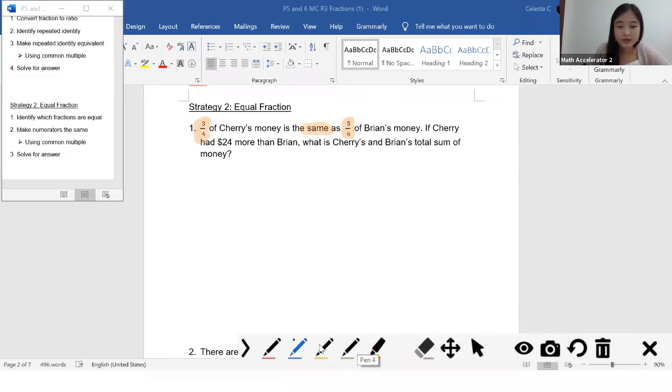Correct, you have to make numerator the same. So first step, we already identified the fractions that are equal, these two. So you have Cherry and Brian. Right, 3/4 and 5/6. These two are the same. Now step 2, make numerators the same. Do they look the same now? No, 3 and 5. So common multiple, 3 and 5. What is it?